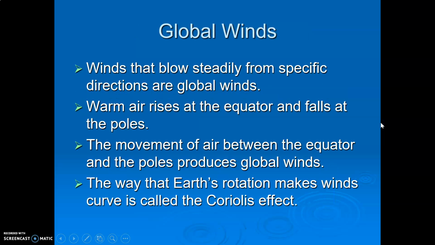Winds that blow steadily from specific directions are known as global winds. They're known as that because they are found globally around the entire world, and within those ranges of latitudes, they are always the same type of wind. Warm air rises at the equator and falls at the poles. The movement of air between the equator and the poles produces the global winds, or the global wind belts. They are triggered in part by the Coriolis effect, which is the way the Earth's rotation makes the winds move in a curved pattern.